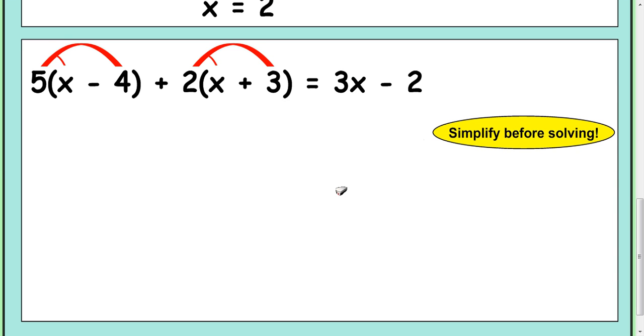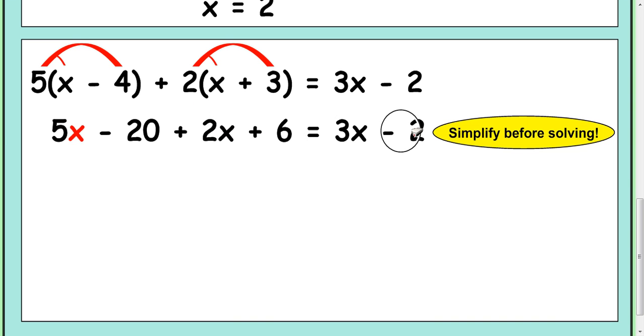Okay, last one to look at. Again, multiply out your brackets first, and then simplify this side. 5 times x is 5x. 5 times negative 4 is negative 20. 2 times x is 2x, and 2 times 3 is 6. That comes to 3x minus 2.